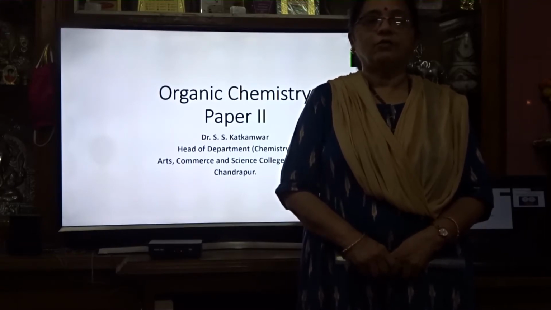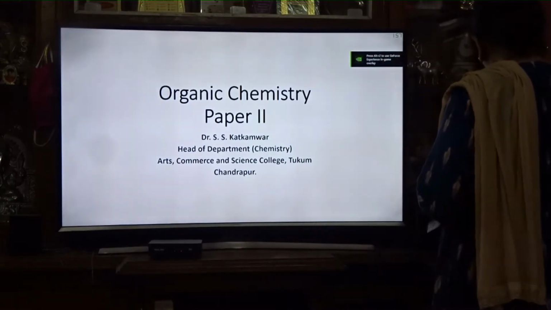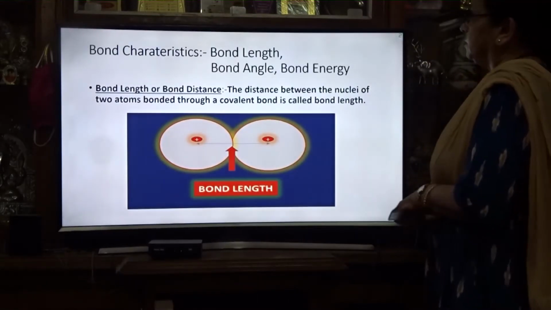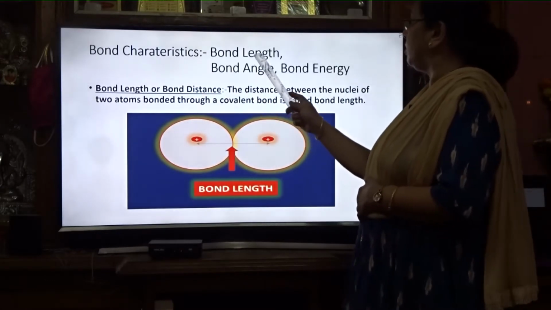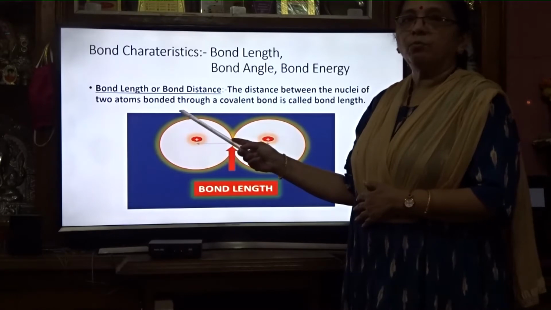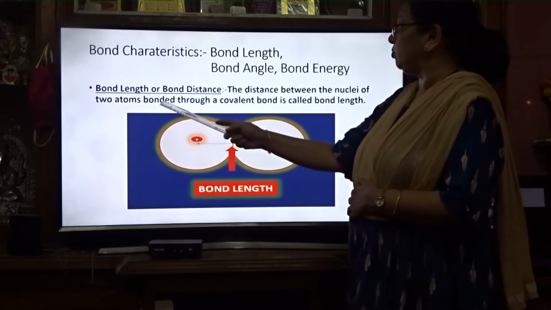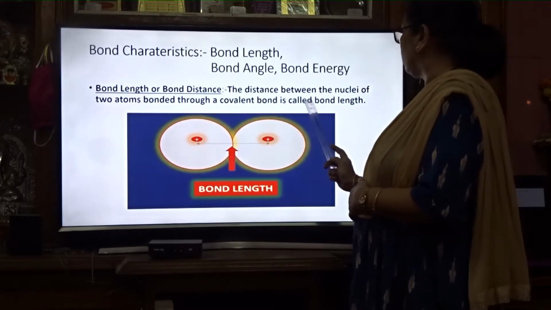Now we will start with bond length. Bond characteristics: bond length, bond angle, bond energy. Bond length is also called bond distance. The distance between the nuclei of two bonded atoms through a covalent bond is called bond length.